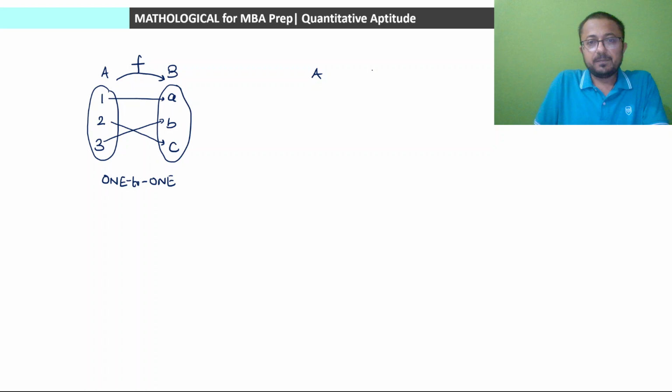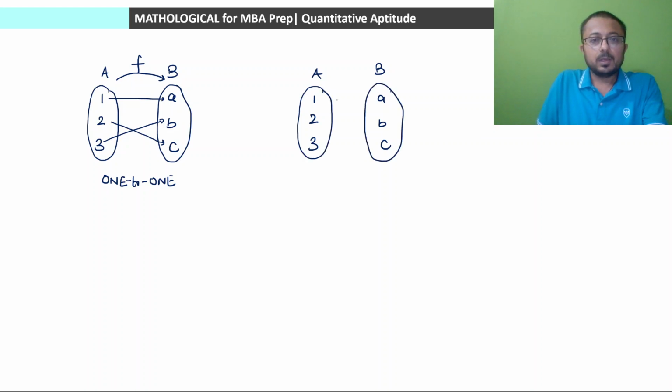Second example could have been that there are two sets A and B with the same elements 1, 2, 3, A, B, and C. But now let us say this time 1 is connected to A, 2 is connected to B, but 3 is also connected to B. So we have one element of set B which is connected to more than one element of set A. It will still be a function. This is also a function, a valid function. Let us say this was F1, this is F2.